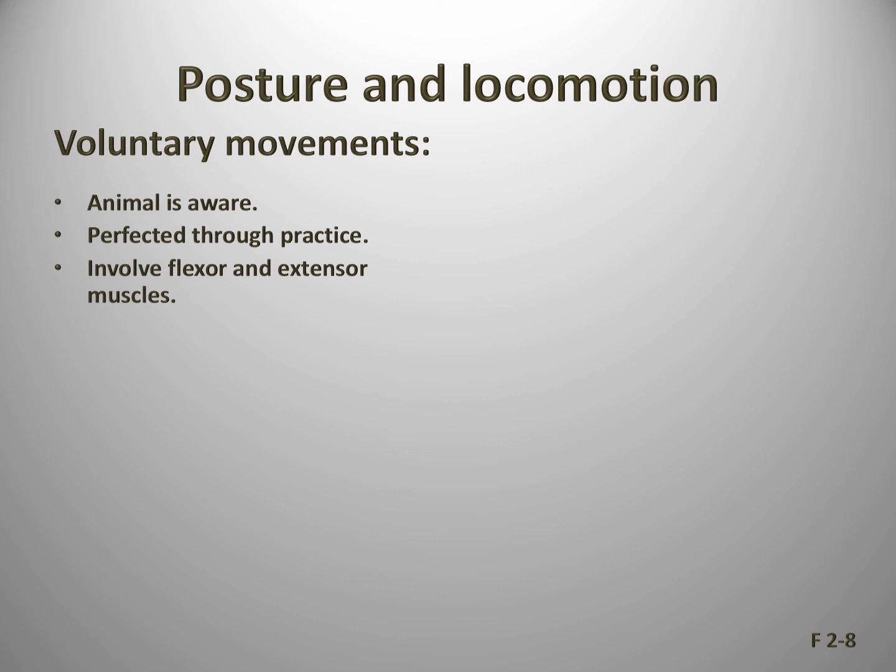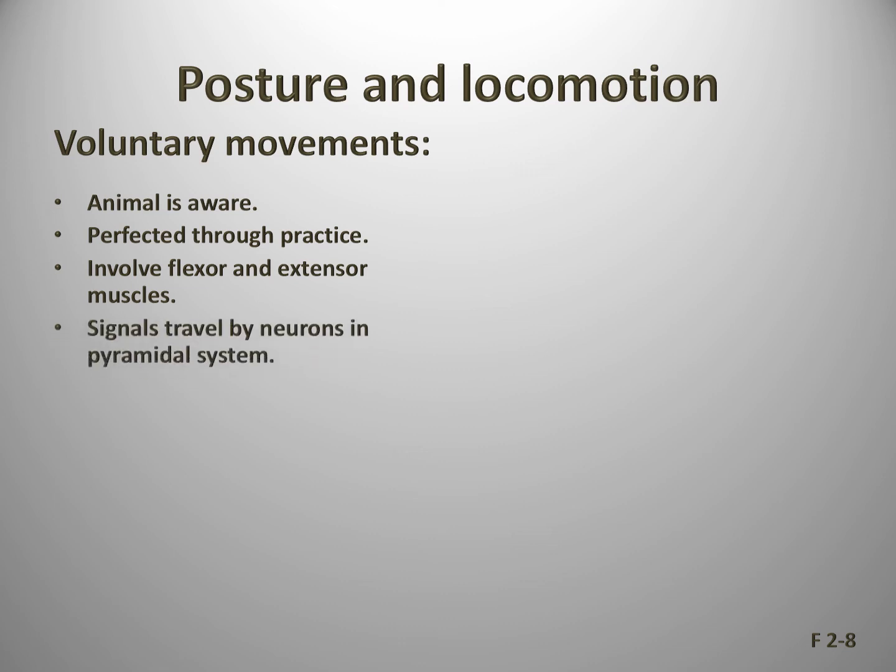For example, when the signal goes to a limb to move, the signal goes to the flexor to lift up the limb, and at the same time the extensor is inhibited. But when that limb is getting down, the extensor is activated and the flexor is inhibited.